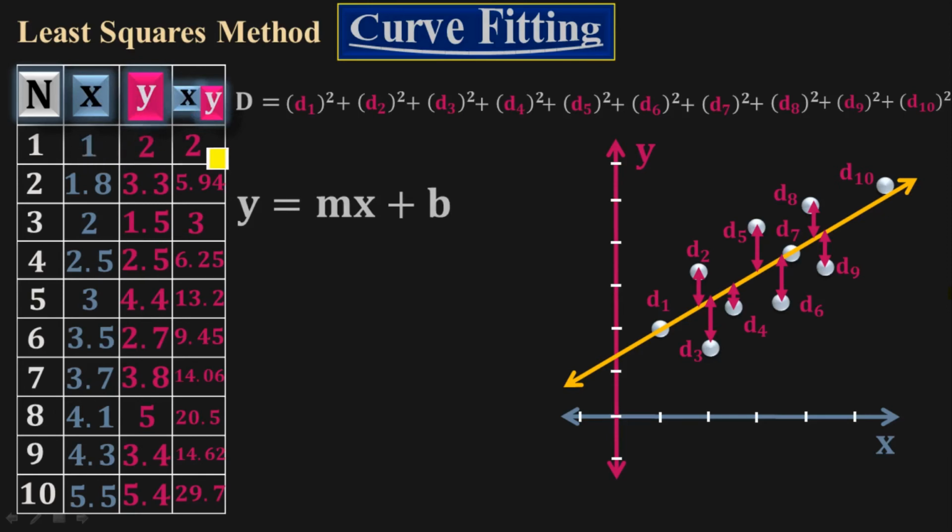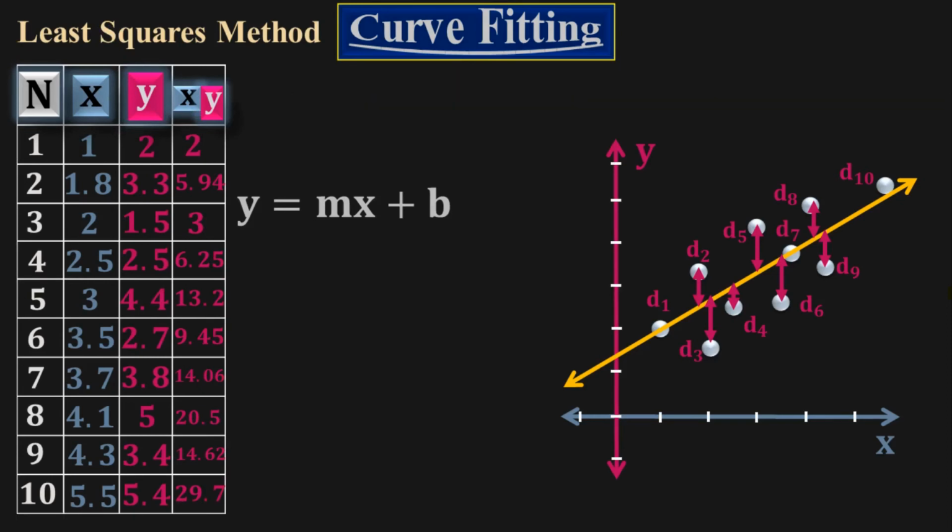So 1 times 2 is 2. 1.8 times 3.3 is 5.94. 2 times 1.5 is 3. 2.5 times 2.5 is 6.25. 3 times 4.4 is 13.2. 3.5 times 2.7 is 9.45. 3.7 times 3.8 is 14.06. 4.1 times 5 is 20.5. 4.3 times 3.4 is 14.62. 5.5 times 5.4 is 29.7. Just take the product of x with the y. You will get these values.